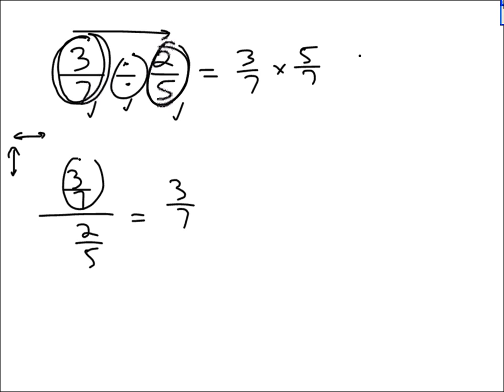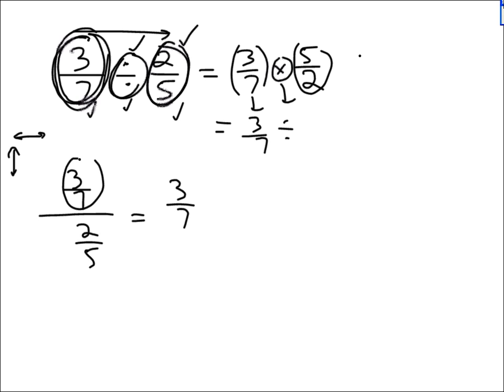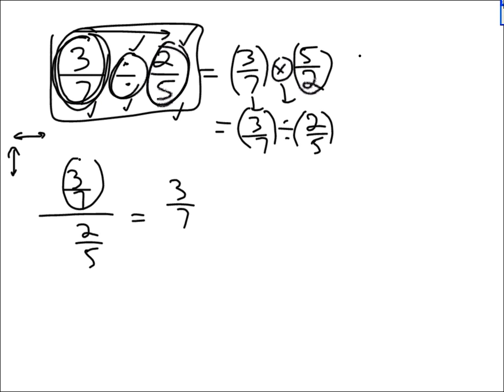You keep, you change, and you flip. You keep the first number, there it is. You change the symbol to multiplication, and you flip over the second number. If it's multiplication and you want to change it, same rule. You keep it, you change to division, and you flip it over. And there's no doubt in my mind that this is right, because it's exactly what we said it equaled.